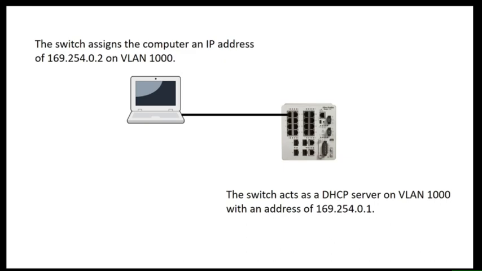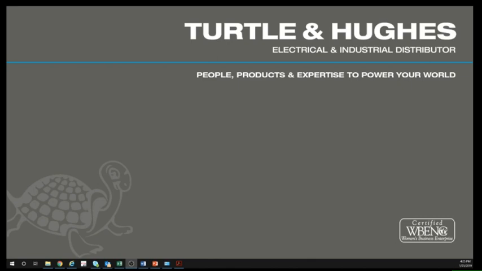The status indicator for the port connected to the computer changes from flashing green to solid green. The switch acts as a DHCP server on VLAN 1000 with an address of 169.254.0.1. The switch assigns the computer an IP address of 169.254.0.2 on VLAN 1000, and the setup status indicator changes from flashing green to solid green.